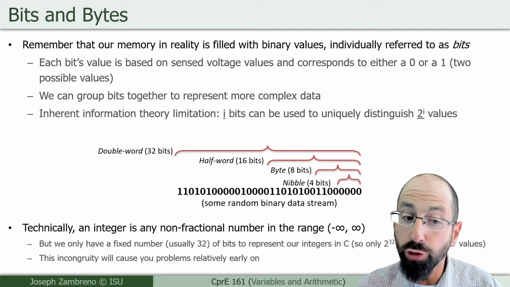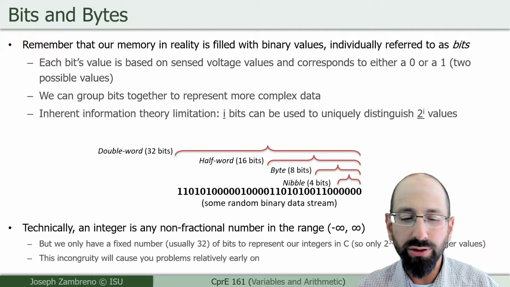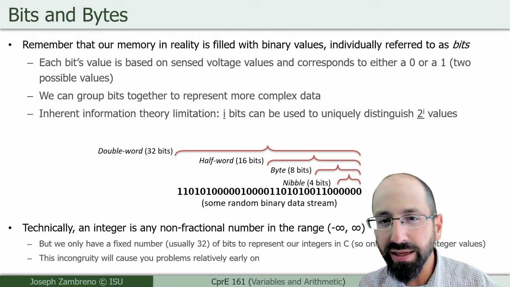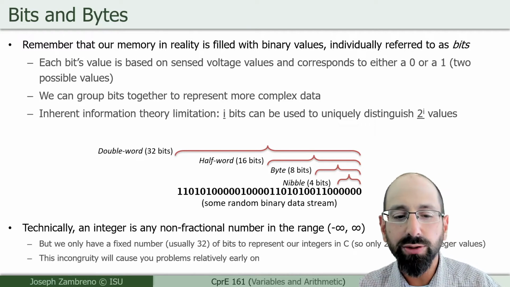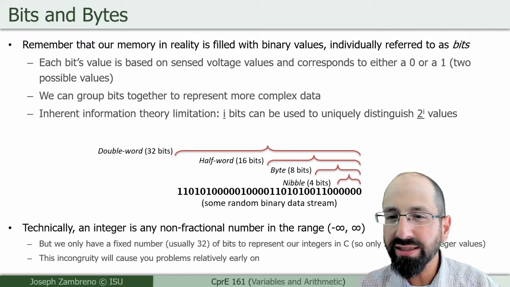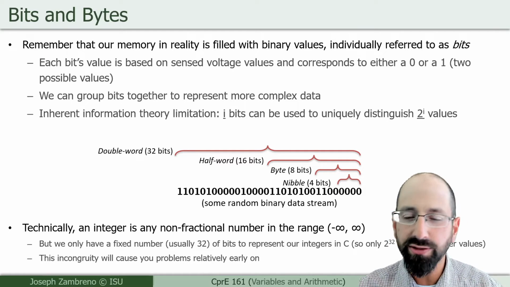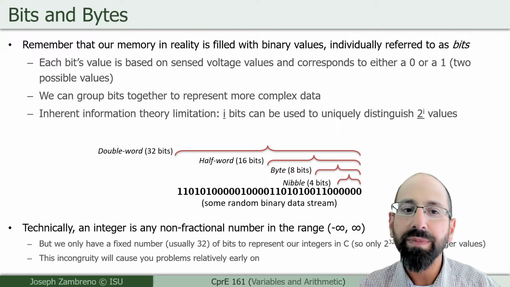We generally group those bits together to represent more complex data. You don't hear the term nibble all that much, that's 4 bits. A byte is just our 8 bits of data. Half word is a common term for 16 bits of data, or a word, 32 bits. Sometimes double word is 32, other times it's 64. 8 bits being a byte is a pretty universal thing.